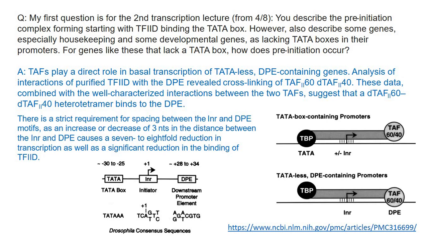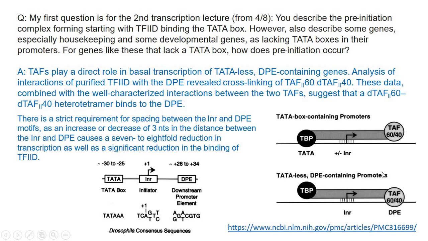This downstream promoter element is very important in TATA-less promoter genes. The genes that don't have a TATA box have this downstream promoter element, which binds transcription factors in order to make the pre-initiation complex. This diagram shows it pretty well. This is a TATA box containing promoter, with TBP binding to the TATA box. The initiator will start initiation. These are those auxiliary factors, TAF 60 and 40. TFIID binds to these TAFs as well.